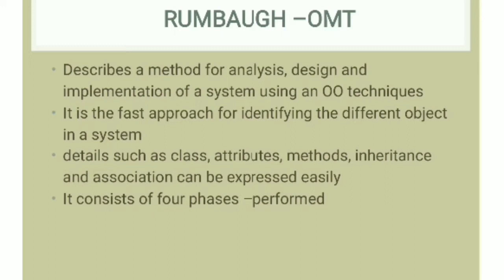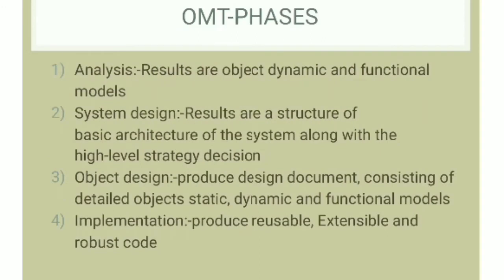Object modeling technique consists of four phases. The four phases are performed iteratively in OMT. The four phases are analysis, system design, object design, and implementation. In the analysis phase, the results of analysis are the object, dynamic, and functional models. The analysis is carried out and the output of the analysis phase is the objects and the functional and dynamic models.